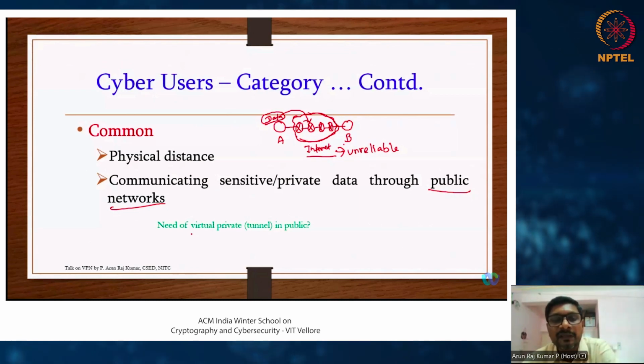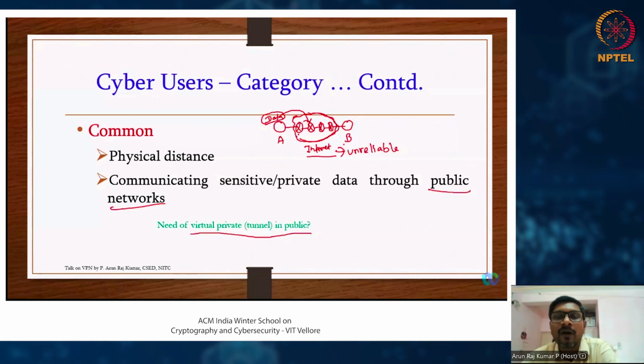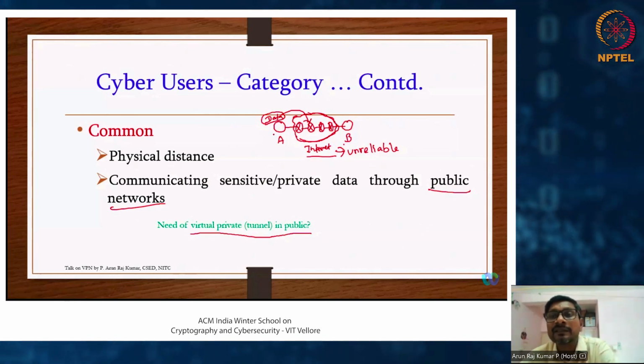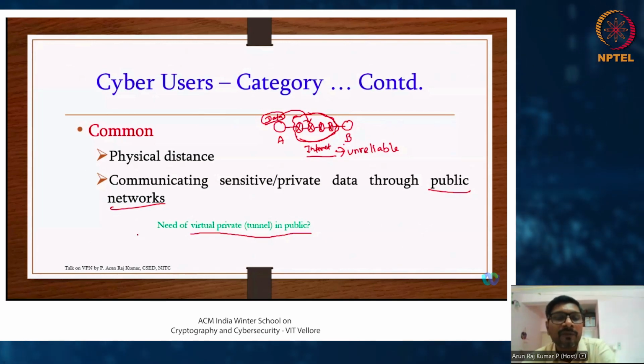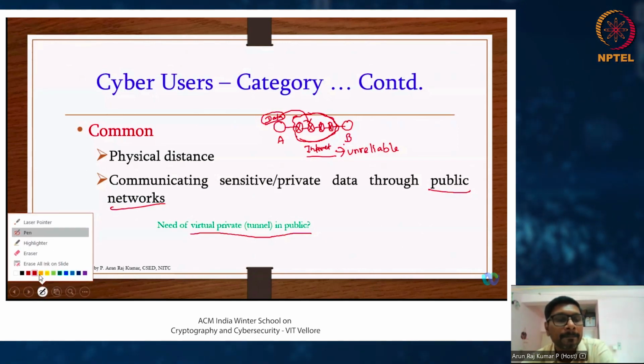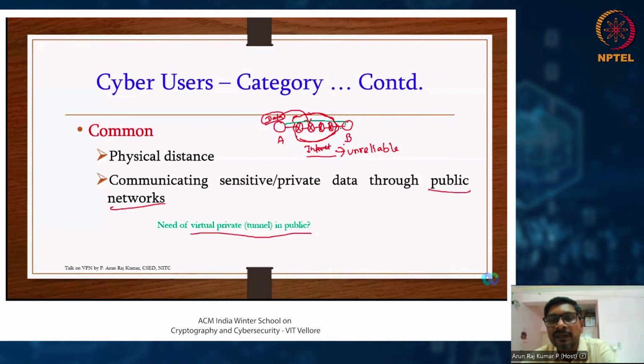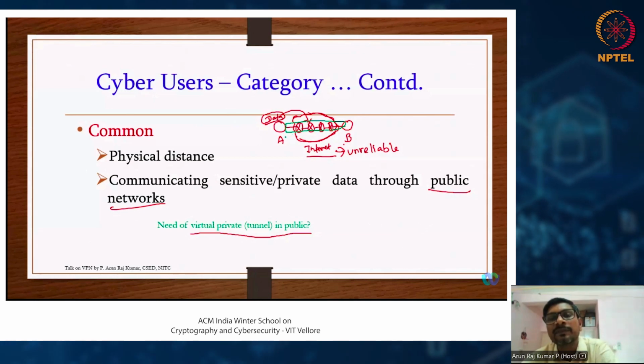There comes the need for a virtual private network in public. So how do I do this in public infrastructure networks? How can I establish something called a virtual private? Not exactly private, but virtual private. You can see the difference here. So now I'm trying to establish a tunnel in between this.